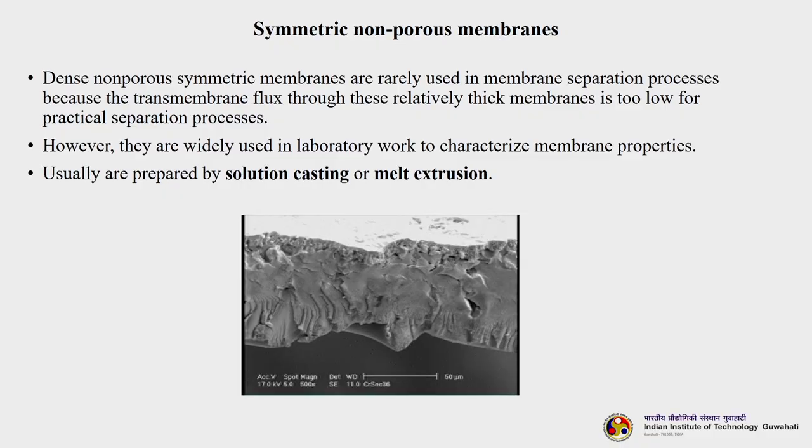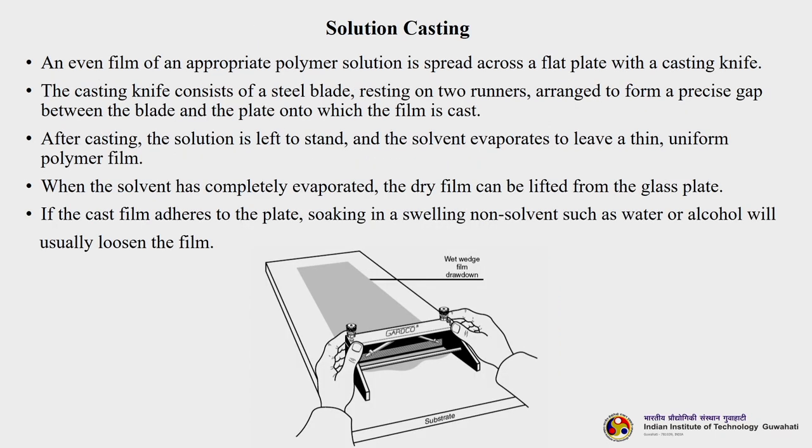There are two simple ways we are discussing; there are many other ways also. The first one is called solution casting and the second one is called melt extrusion. So, you can see how thick a dense, non-porous membrane actually is. Solution casting is one of the easiest ways. It is a very crude way, and we can do it on a lab scale. What is being done in this? A film of an appropriate polymer solution is spread across a flat plate with a casting knife. Please look at the figure now. This is the casting knife, and this is the film.